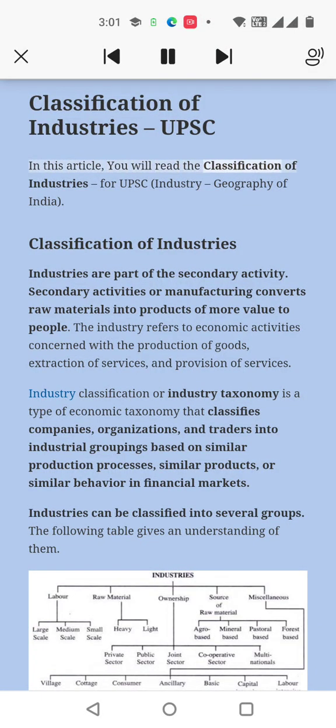In this article you will read the classification of industries for UPSC Industry Geography of India. Classification of industries. Industries are part of the secondary activity. Secondary activities or manufacturing converts raw materials into products of more value to people.